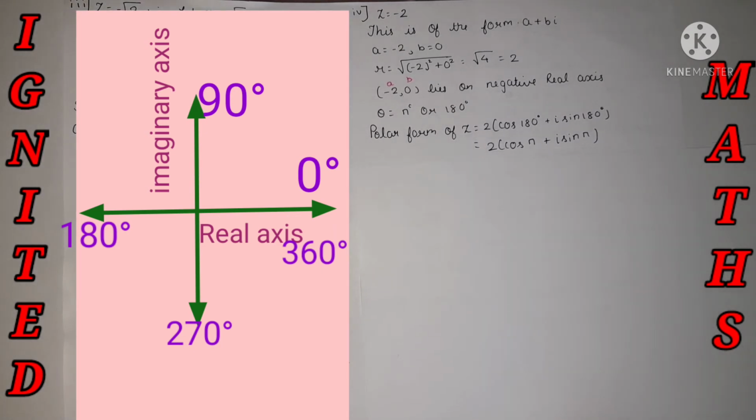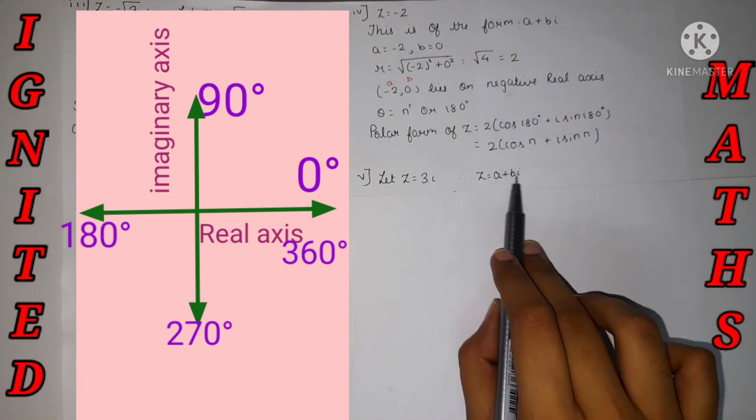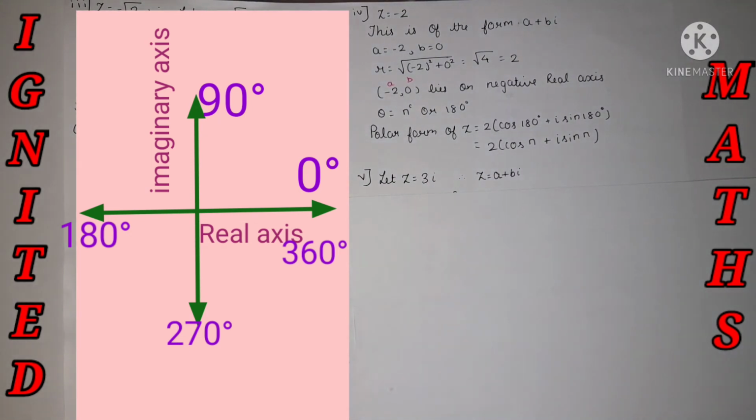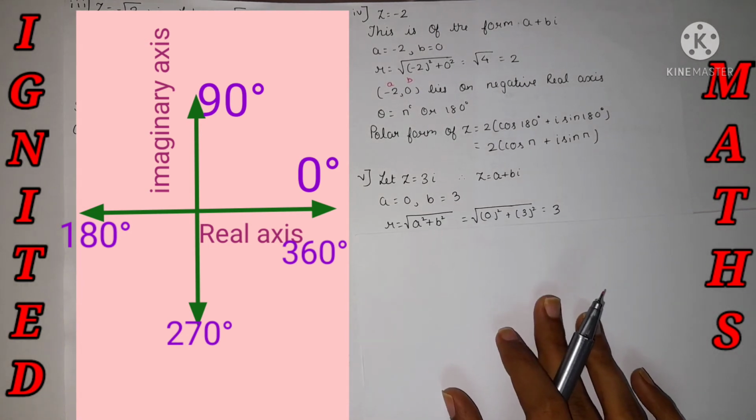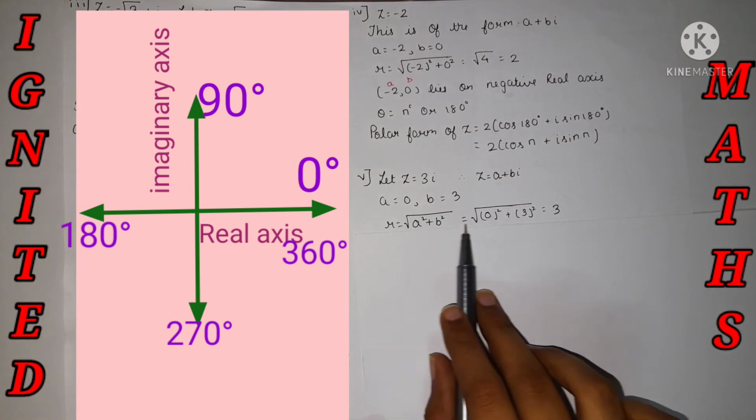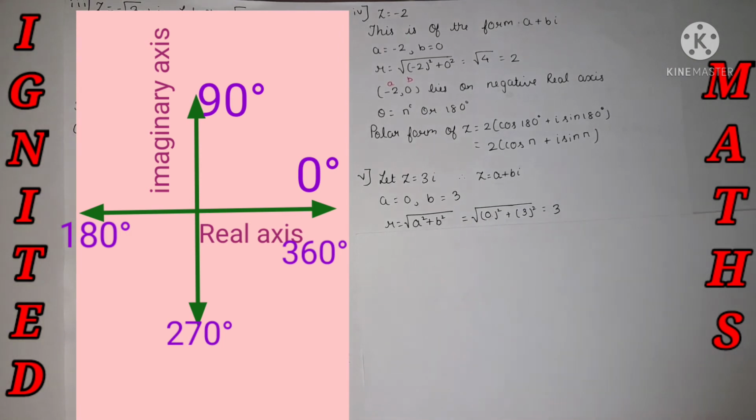Now the next question, I took on the imaginary axis only, in which z lies on the imaginary axis, not in the real part. The real part is 0 and the imaginary part is equal to 3. We can find the value of r, which is nothing but the mod of z, root a square plus b square, and we got the answer as 3.